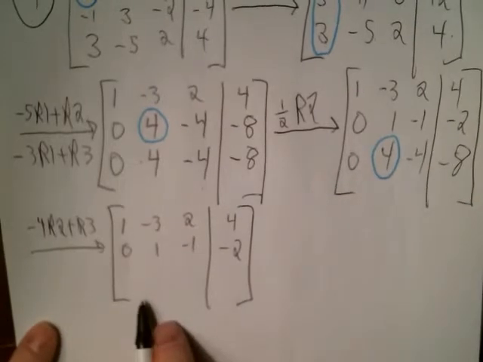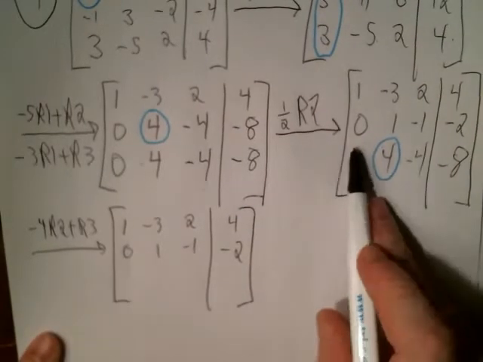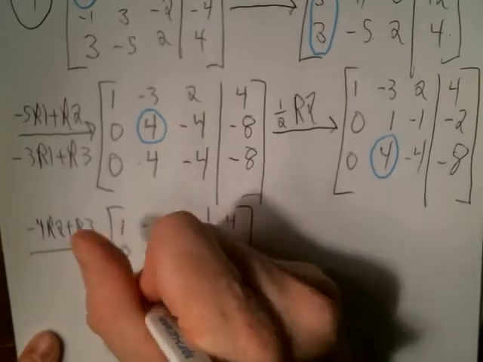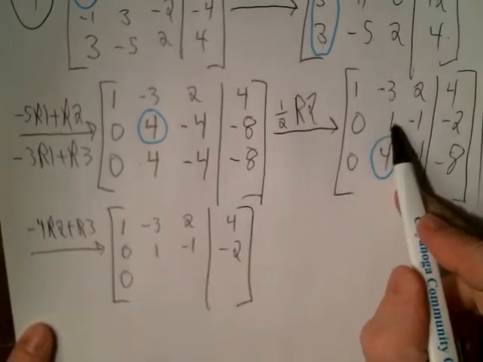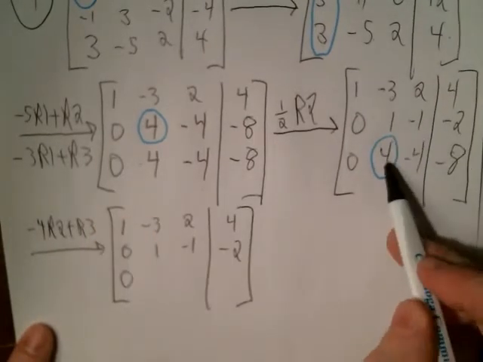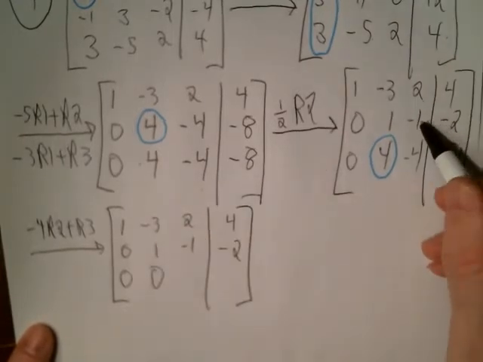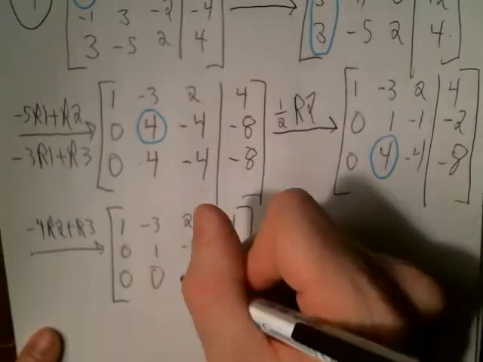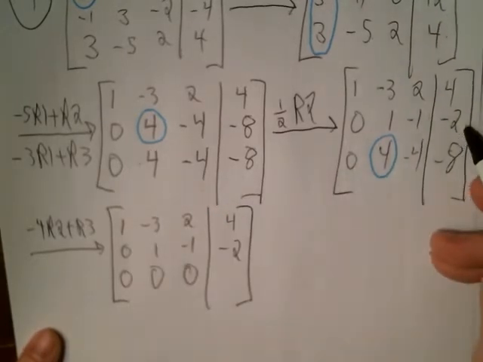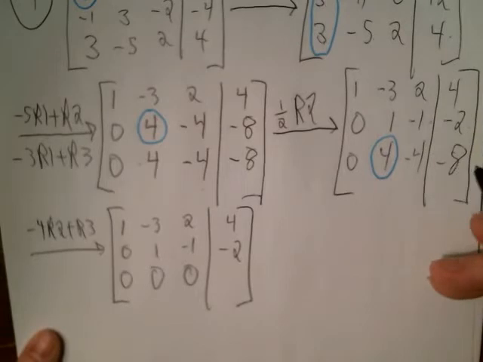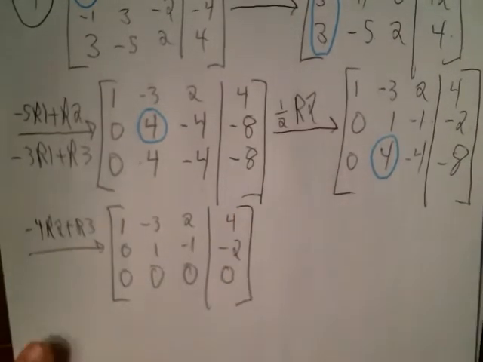And then row 3, I'm going -4 times 0 is 0. 0 plus 0 is 0. -4 times 1 is -4. -4 plus 4 is 0. -4 times -1 is +4. 4 plus -4 is 0. -4 times -2 is +8. 8 plus -8 is also 0.